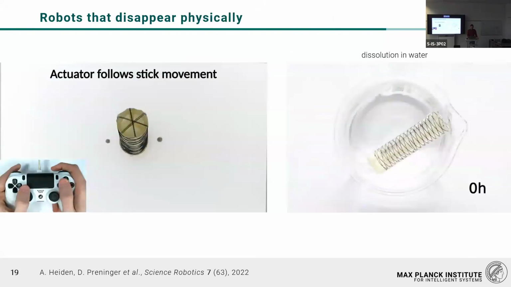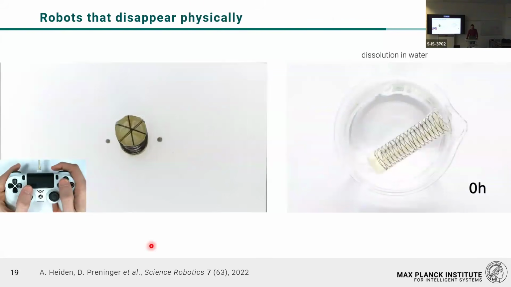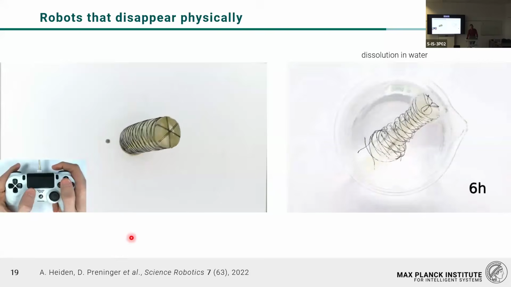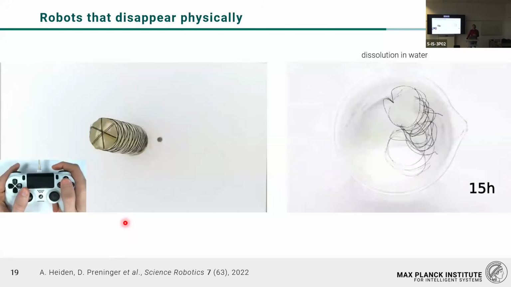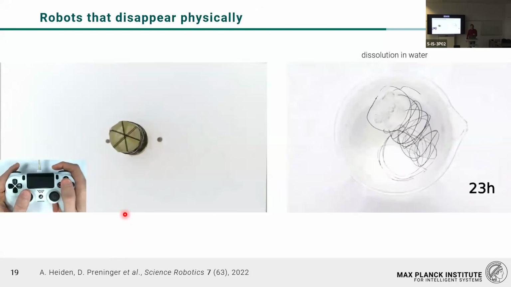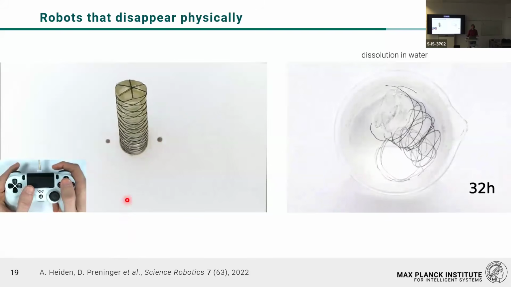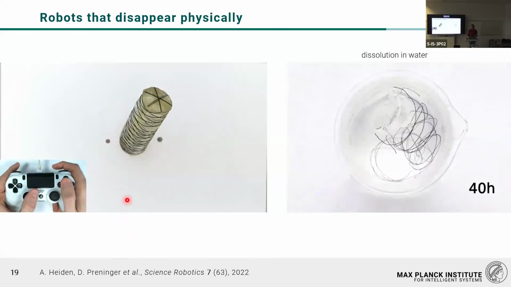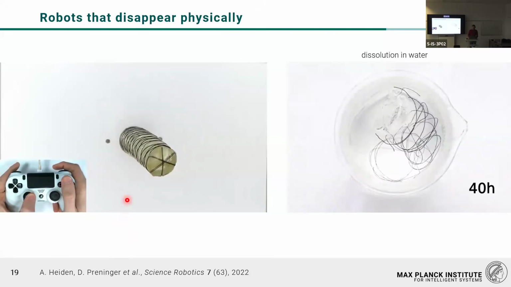We can also make robots physically disappear. So here's an example of an inflatable robot or actuator that is moving around in space. And then if we put it into water or into the environment, it will start to biodegrade and physically disappear, which would be a fantastic solution to actually deal with waste.